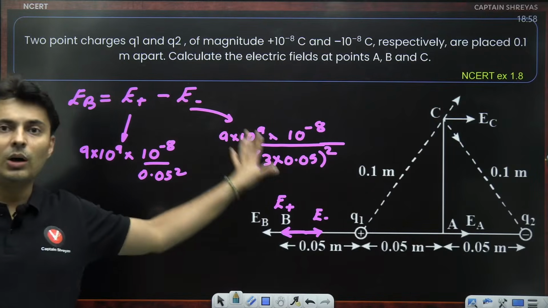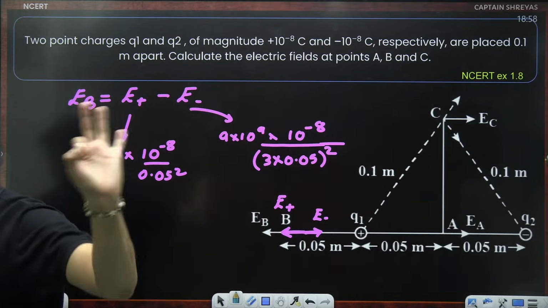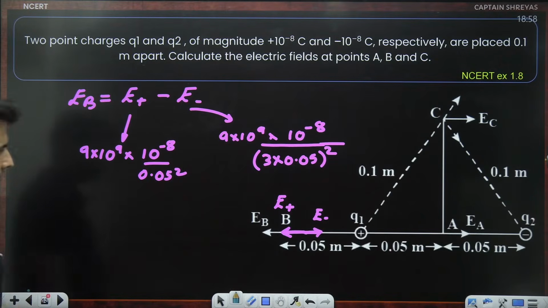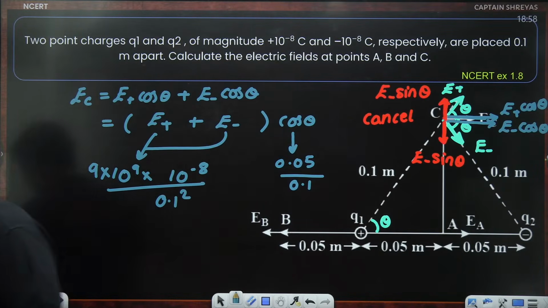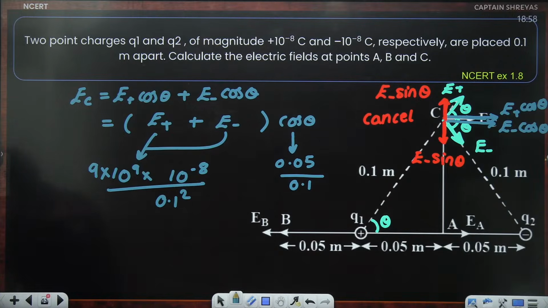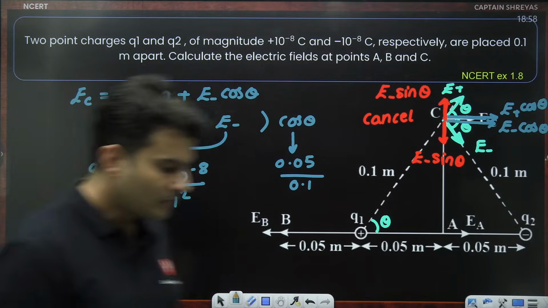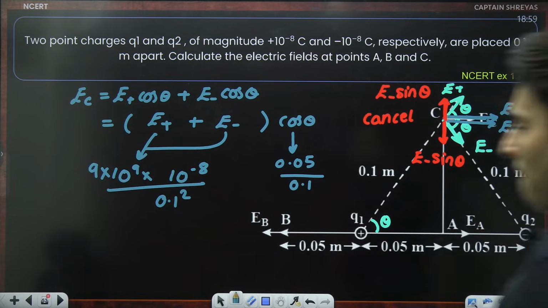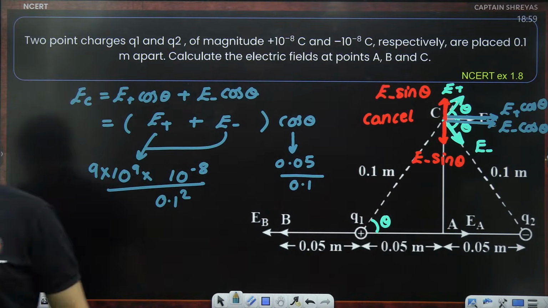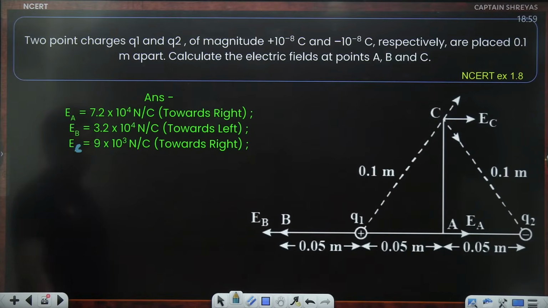Is that clear? Did you understand how these things come? Calculation part, forget it. But for now, this much part, have you understood, guys? Give me a thumbs up, everyone. EA, EB, and EC. Is it absolutely clear? Shall we go ahead? Yes, come on. Cool. Let's go ahead. Very good. Let's move.